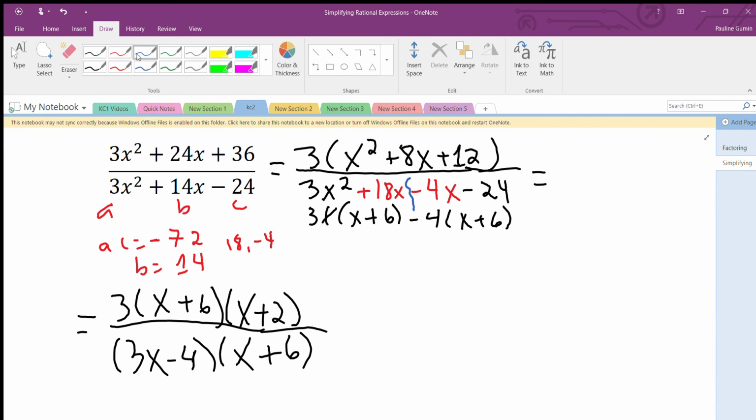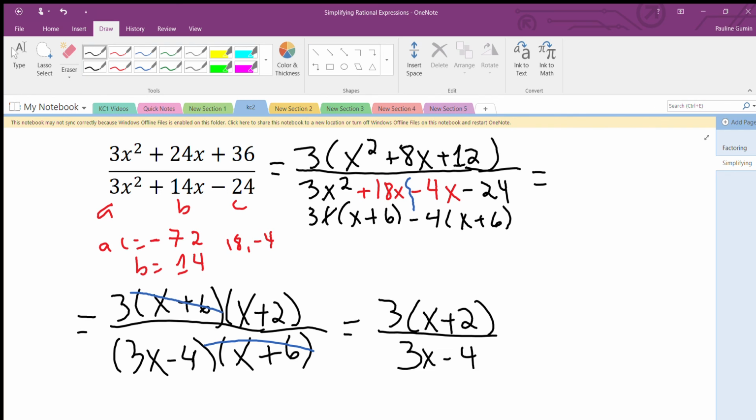Alrighty, last step. Let's cancel out anything that we can. I see just an x plus 6 that I can reduce. So we have a 3 and an x plus 2 over 3x minus 4. Whoops, I forgot to close that. Can I cancel those 3's out?